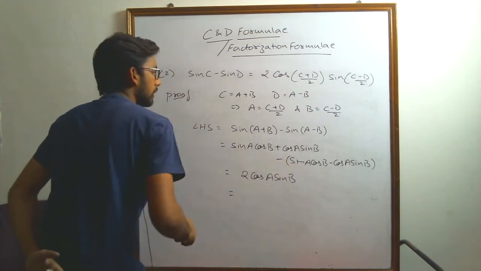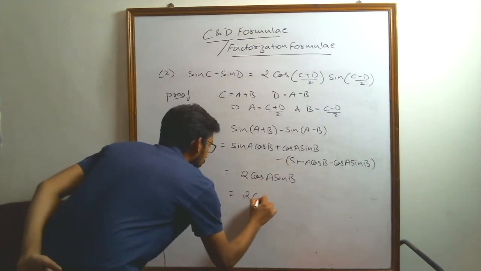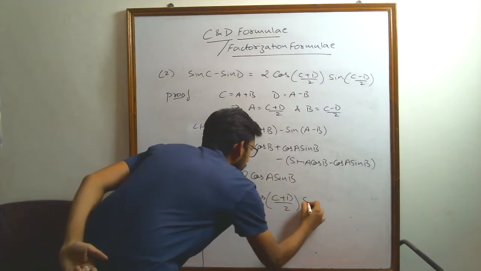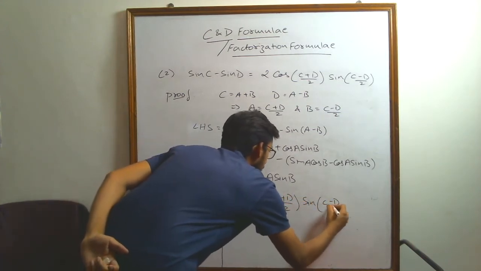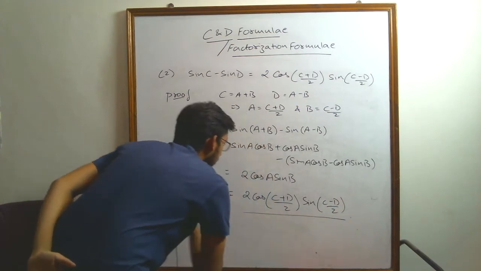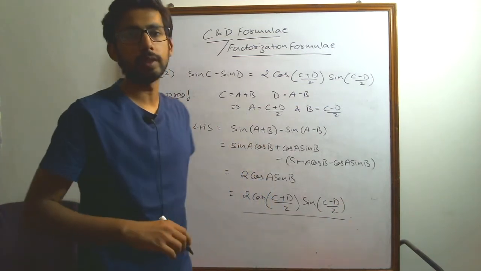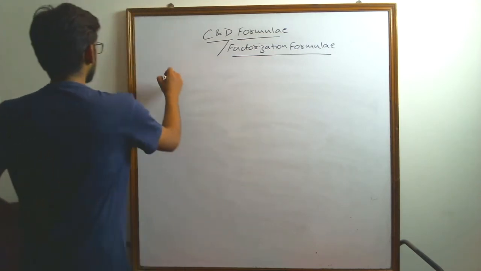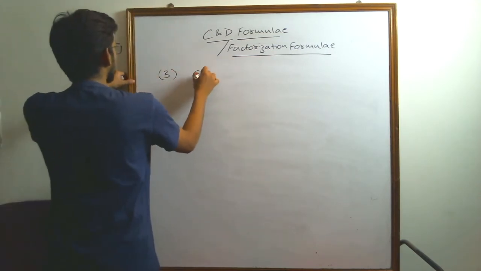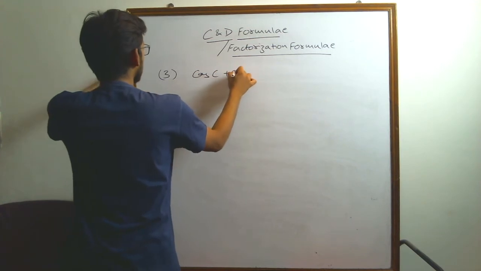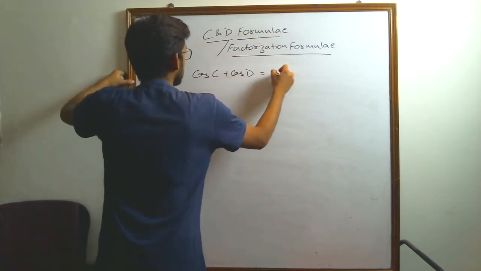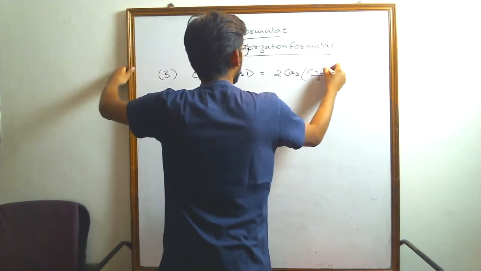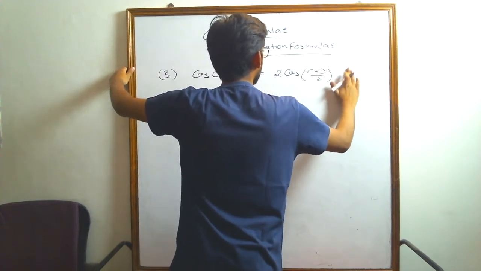Put back the values of A and B here, so we will get 2 cos (C plus D) by 2 into sine (C minus D) by 2, and this is our RHS. So we proved this formula. So the next formula, the third one, is cos C plus cos D, which is equal to 2 cos (C plus D) by 2 into cos (C minus D) by 2.